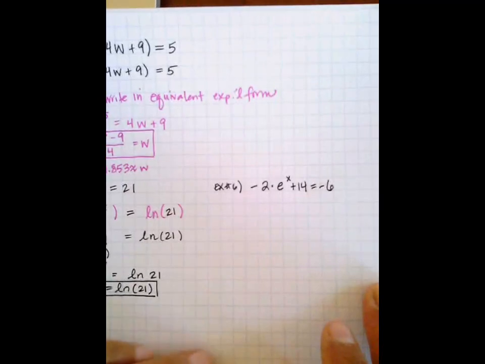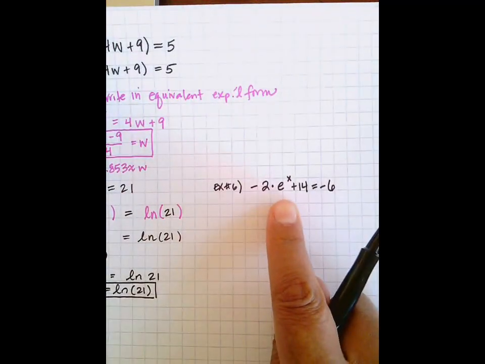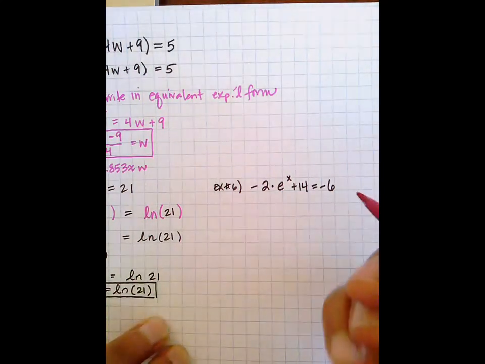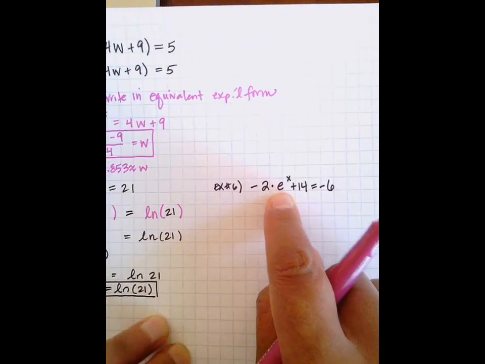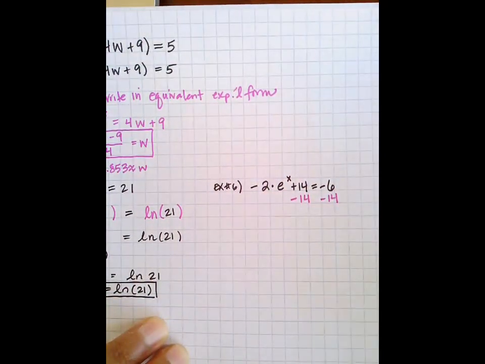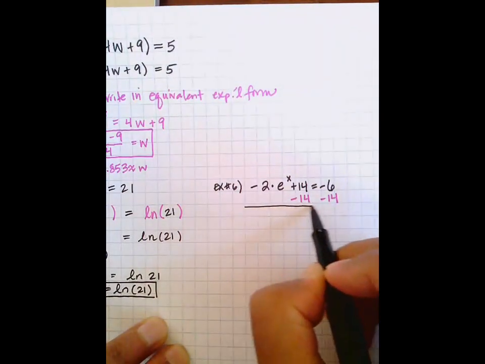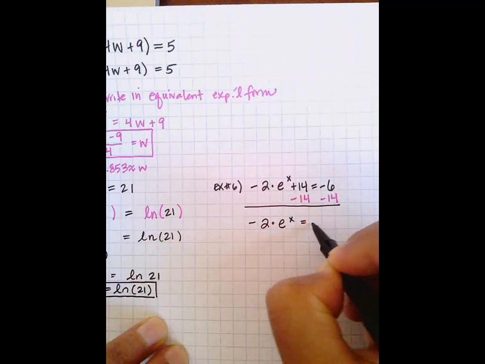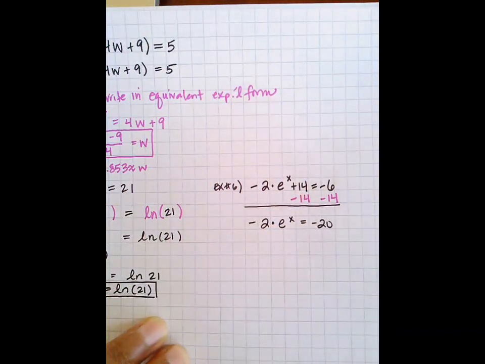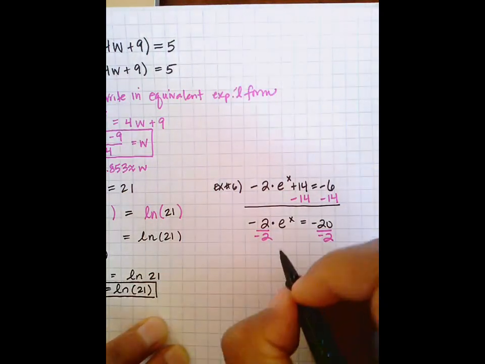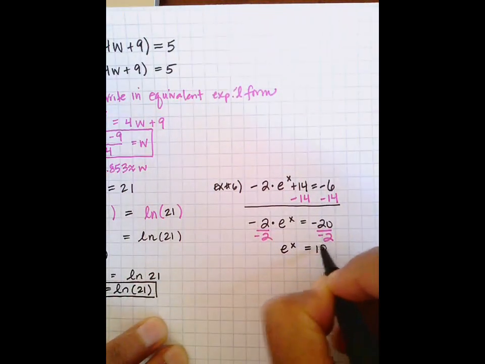So again, here we've got an equation. It happens to be an exponential equation, and I need to solve for x. So what do we do? We isolate it. We get everything else away from the term that has the x. So first step, subtract 14 from both sides. What I have remaining after that is negative 2 times e to the x equals negative 20. Next thing is to divide both sides by negative 2 to get e to the x equals 10.